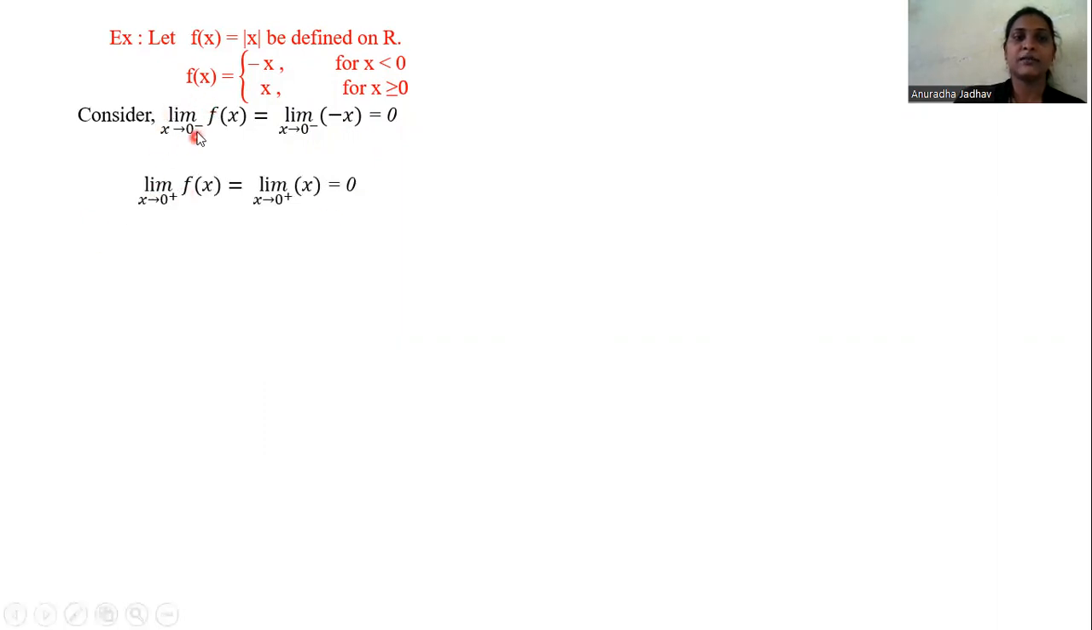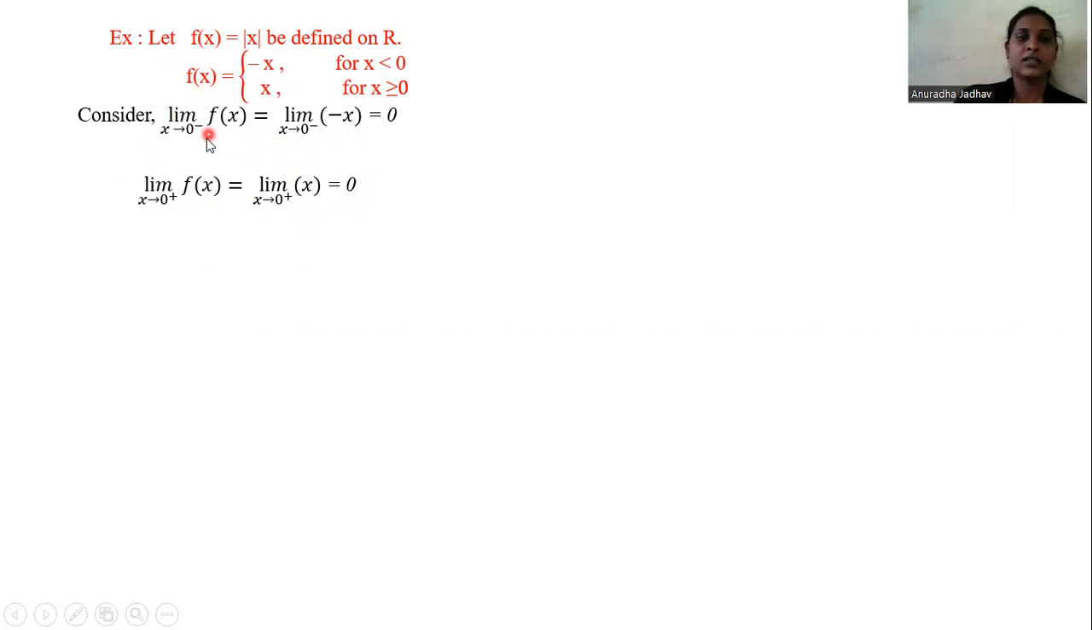This limit is called the left hand side limit. Also here we want to find the right hand side limit. For that, limit as x tends to 0 plus f of x is equal to limit as x tends to 0 plus of x, because here the function f of x is x. As x approaches 0 plus, that is, we take the values of x greater than 0, therefore the limiting value of x as x approaches 0 is equal to 0.